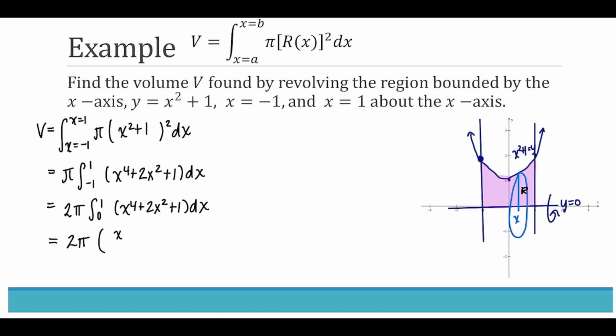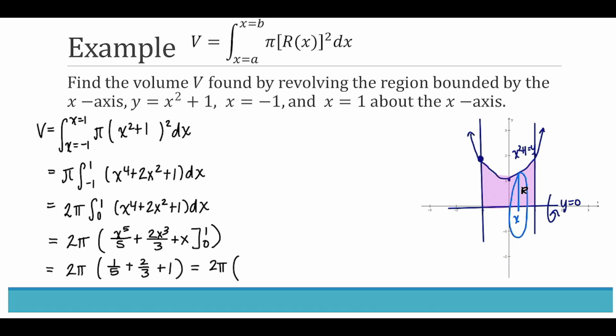The antiderivative is x⁵/5 + 2x³/3 + x evaluated from 0 to 1. Well, now I can just think about plugging in 1, because plugging in 0 into the polynomial will just give us 0. So we have 2π times (1/5 + 2/3 + 1). And we'll go ahead and simplify this all the way.